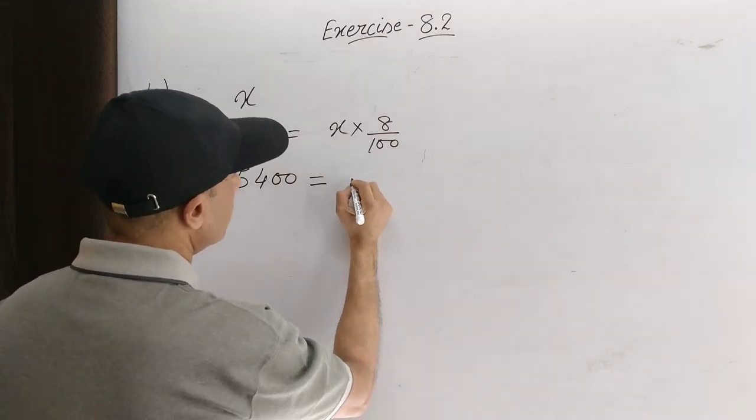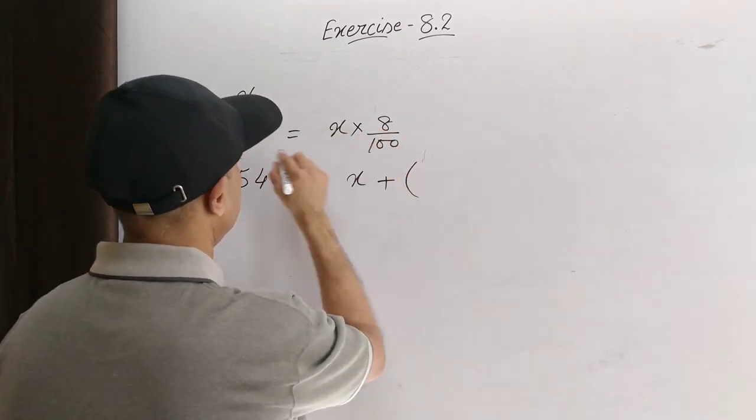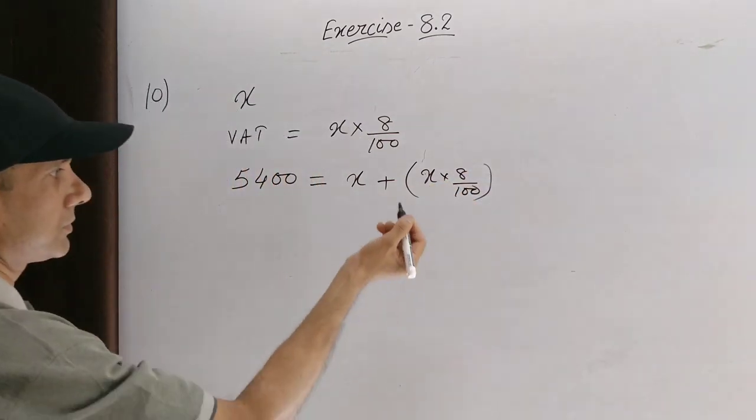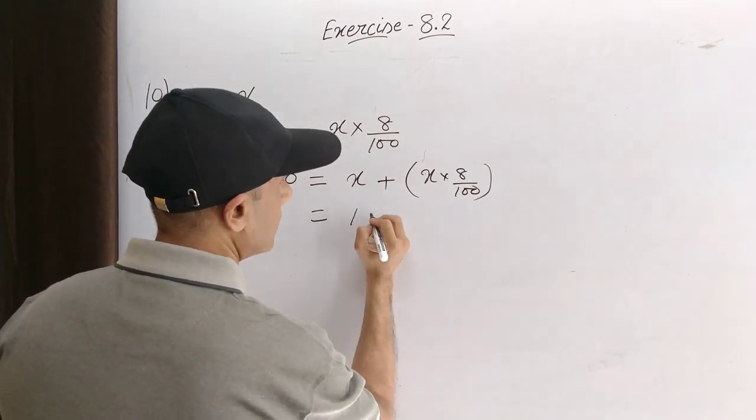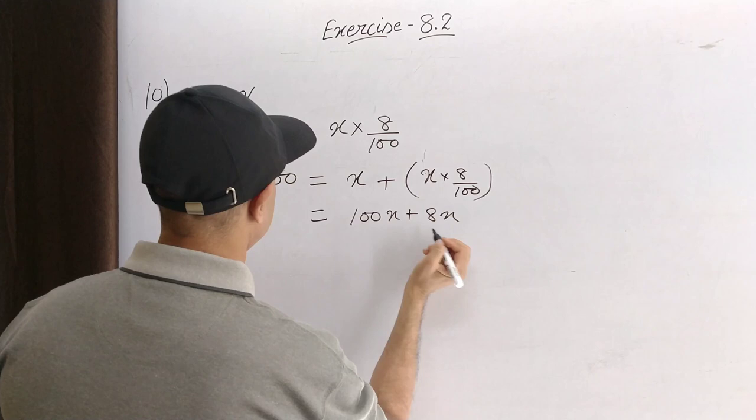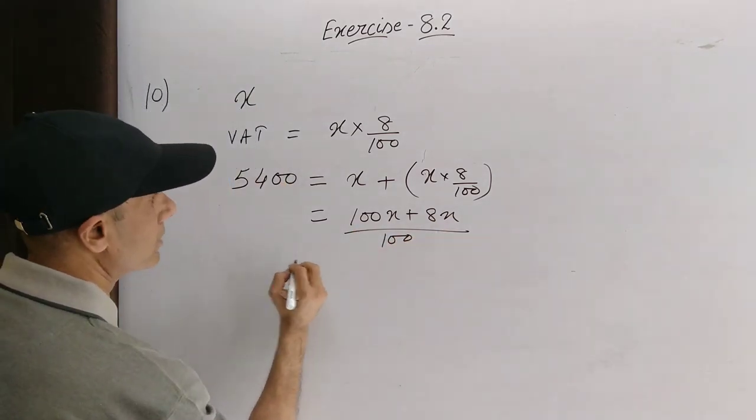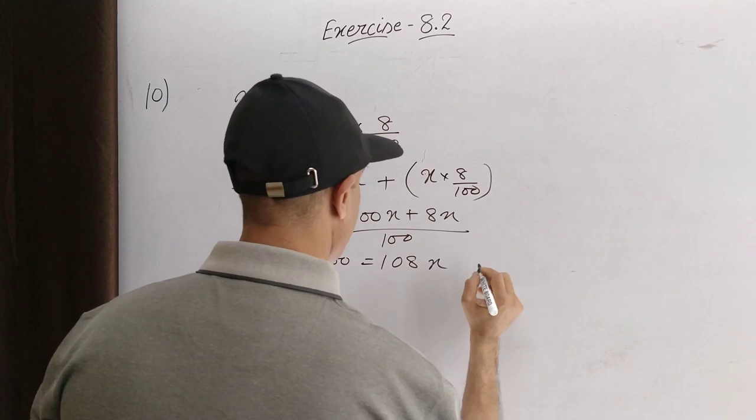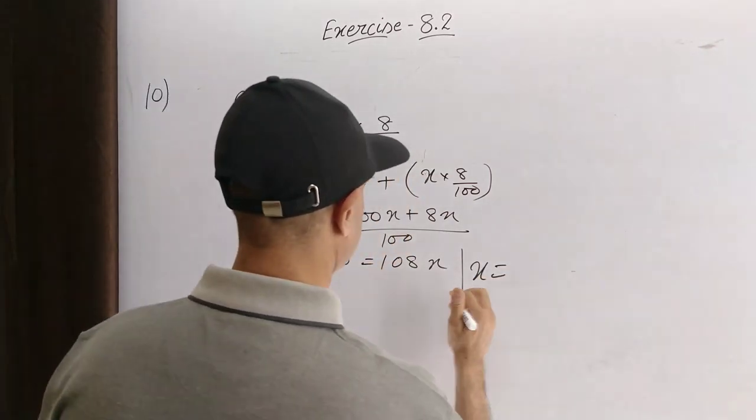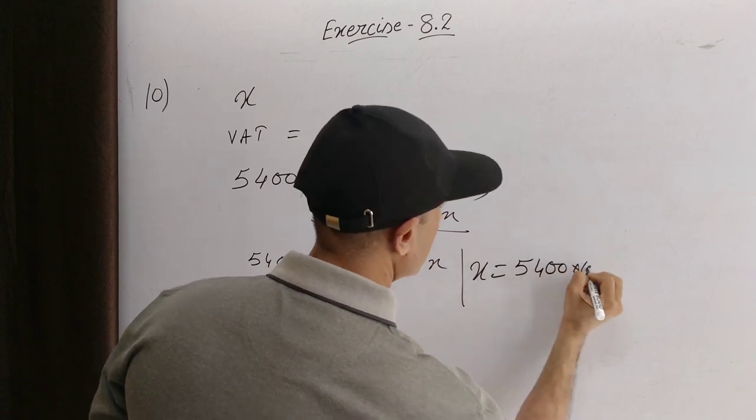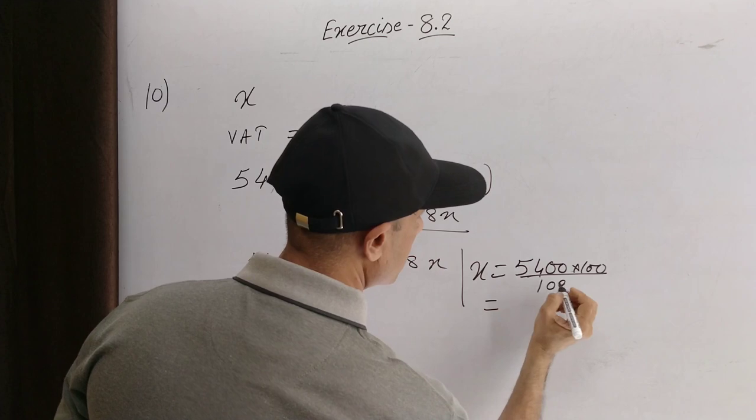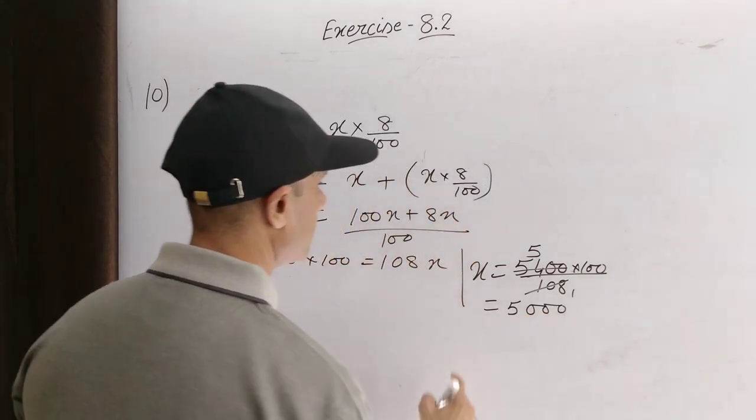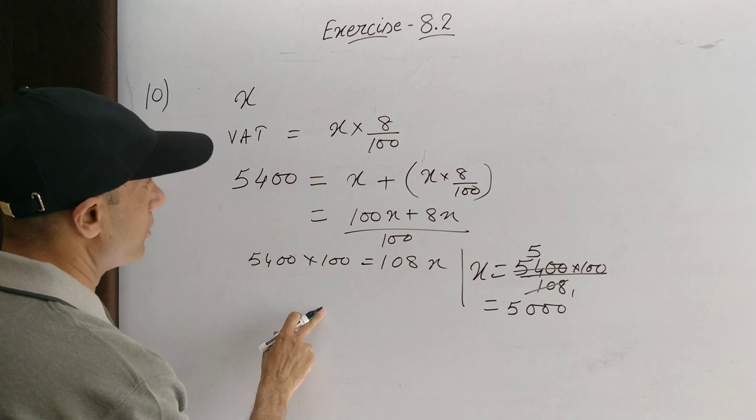I have paid 5,400 rupees. And this amount is equal to the price before VAT, that is x, plus the VAT. I have paid the amount plus the VAT. So let's solve this equation. We get 100x plus 8x divided by 100. So we get 5400 into 100 is equal to 108x. So x will be equal to 5400 into 100 divided by 108. This will be equal to 5000. So x is equal to 5000, and x is the amount prior to VAT.